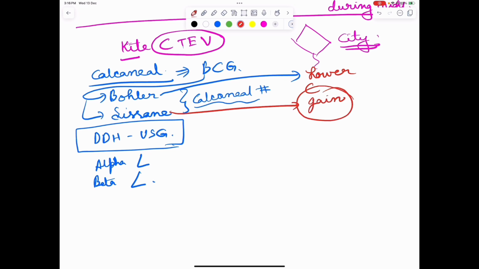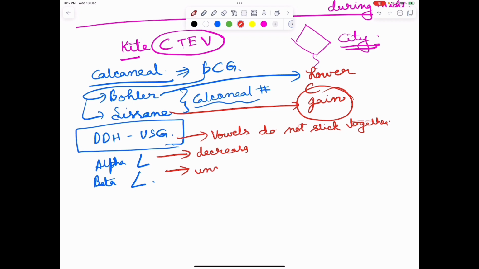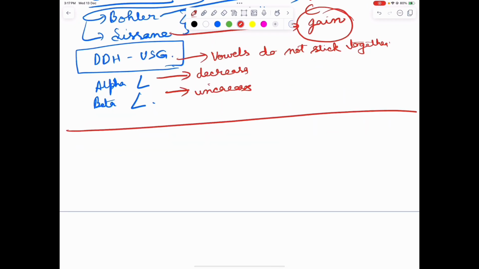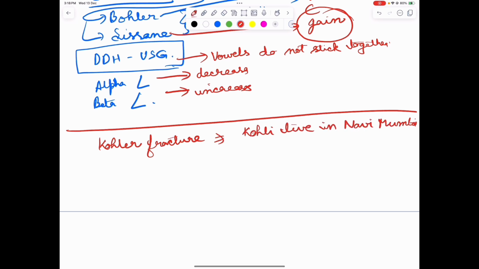Now what happens in developmental dysplasia of hip ultrasonography? Here, vowels do not stick together. That is, alpha angle decreases and beta angle increases. Now we move on to the next fracture, that is Kohler fracture. So here you can remember that Kohli lives in Navi Mumbai. See, he lives in Mumbai's richest part, but just for the sake of our learning, Kohli is from Navi Mumbai. So Kohler is navicular fracture.